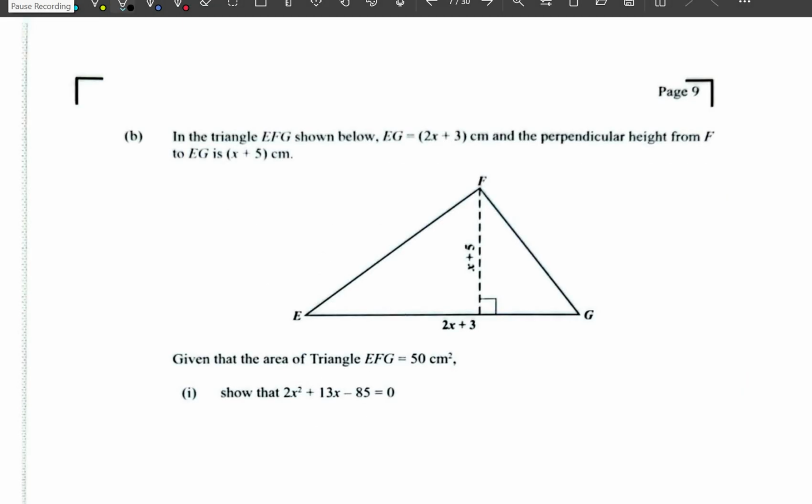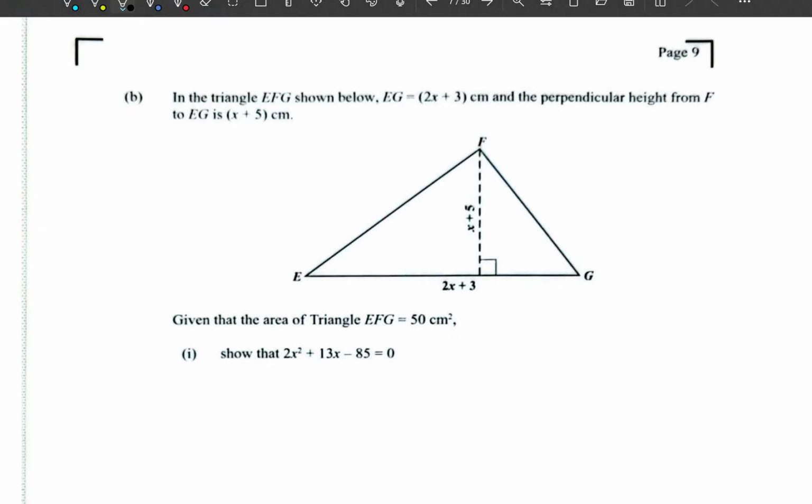Part B, in the triangle EFG shown below, EG is 2x plus 3 centimeters. And the perpendicular height from F to G is x plus 5 centimeters. Given that the area of the triangle EFG is 50 centimeters squared, they want us to show that 2x squared plus 13x minus 85 is equal to 0.